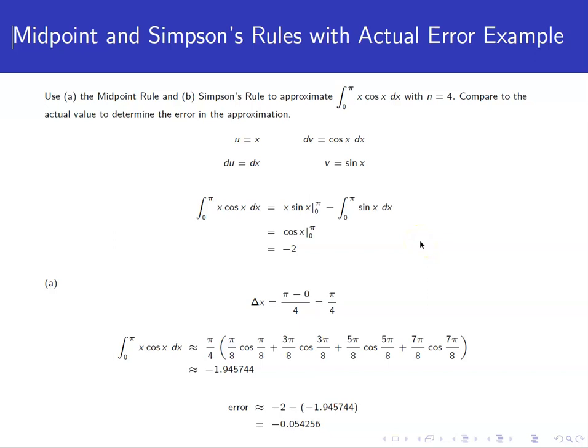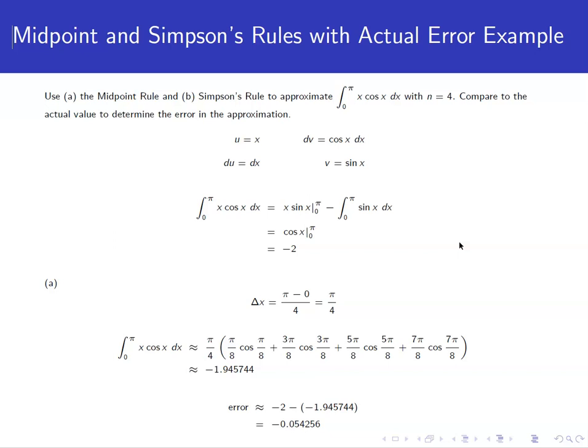That first piece, the x sine x, when you put in 0 or put in pi, you get 0 for both of those values. The antiderivative for sine is a negative cosine, so we'll get a positive cosine due to that minus sign in front. Evaluate that from 0 to pi, and we get negative 2. All right, so the actual value of this particular integral is negative 2. So we're going to compare this negative 2, the actual value, with the approximations that we get from midpoint and Simpson's rules.